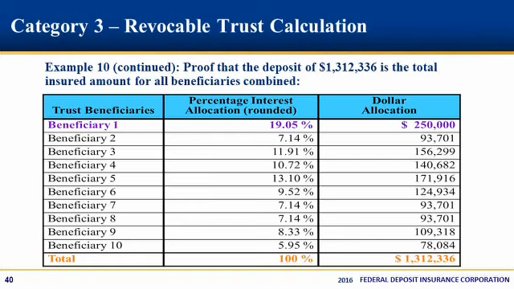This concludes our discussion of revocable trust accounts. Remember, if you have further questions, please call the FDIC toll-free at 1-877-275-3342.